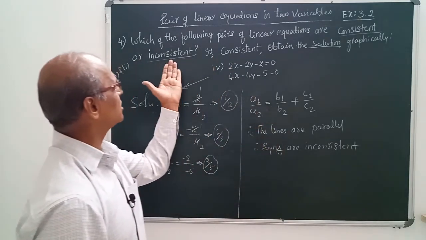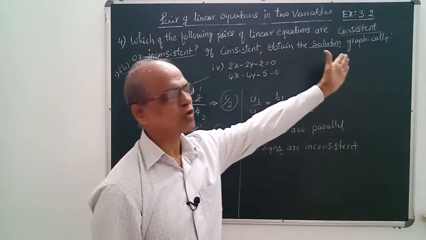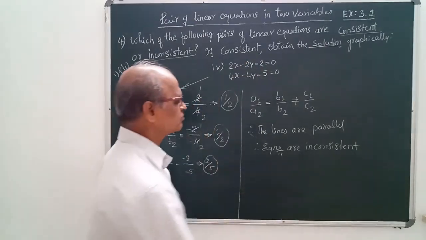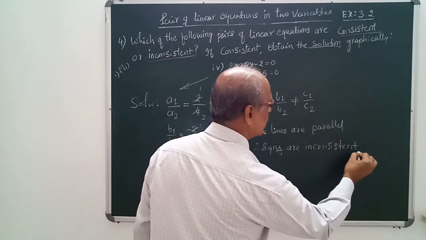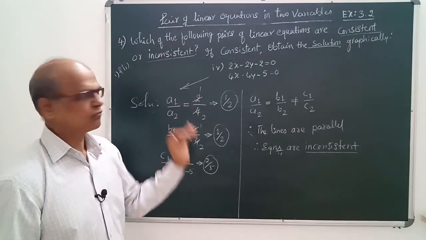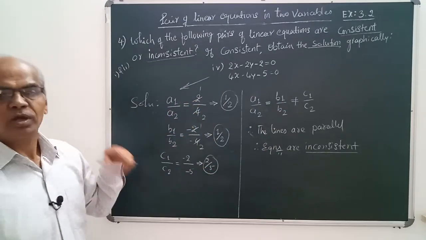So when the equations are inconsistent, there is no need to go for the solution graphically. They have given the graphical solution only for consistent ones. That means this is your final answer: inconsistent. So the third one I have done, the fourth one I have finished. Now I will go for the fifth main.